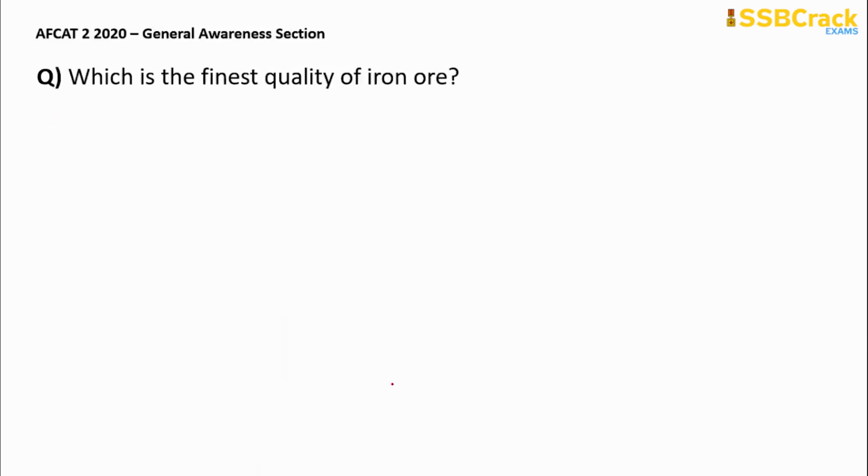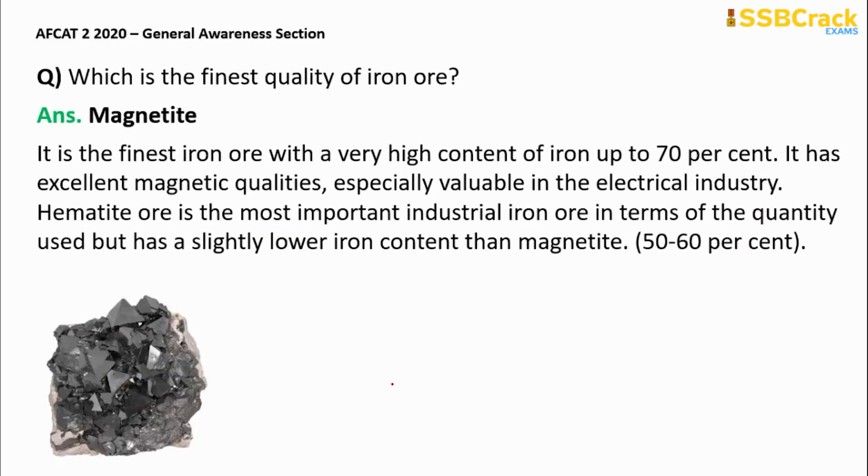Next question is, which is the finest quality of iron ore? The answer is magnetite. It is the finest iron ore with a high iron content of up to 70%, and it has excellent magnetic qualities, especially valuable in the electrical industry. So the correct answer is this one.